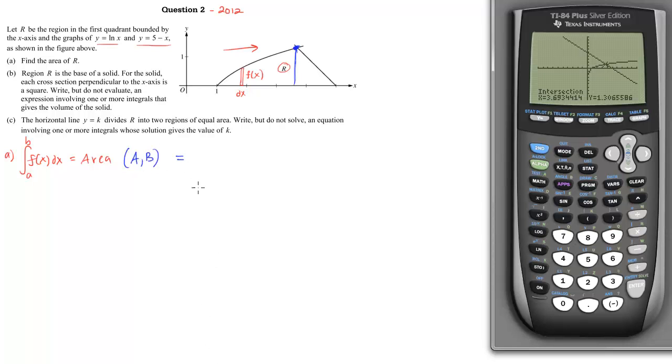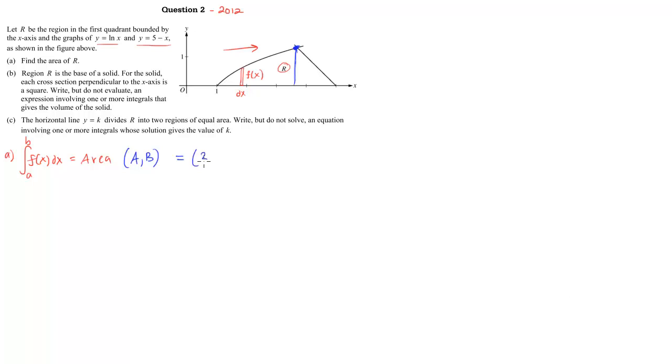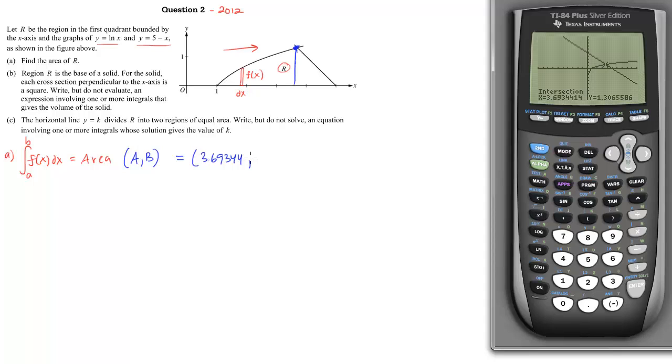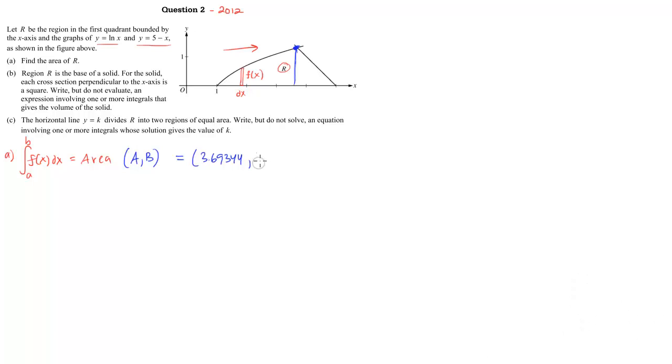And the intersection, we'll call this intersection AB, and that intersection is 3.69344 and 1.30656. I need to find a way to get that thing to float on the top window so I don't have to keep doing that, but that's a later issue. And so we have these two points A and B, and in case you didn't know, on the AP test, as long as you define variables like A and B, it's perfectly acceptable to write this as your integral, so you don't have to write some obscene number up there. There's absolutely nothing wrong with doing that.